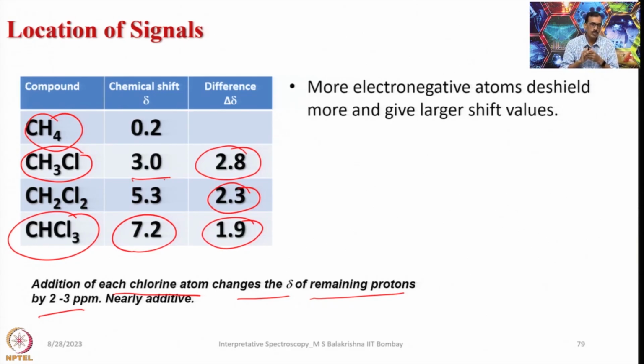So that means here we have 3 chlorine atoms, and more de-shielding is there because the electron density is pulled towards them, and so as a result chemical shift is larger.